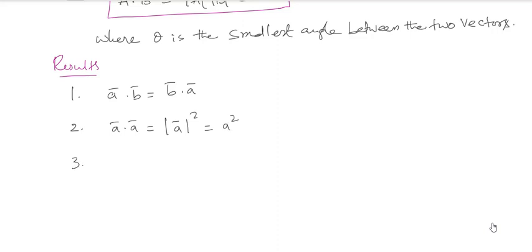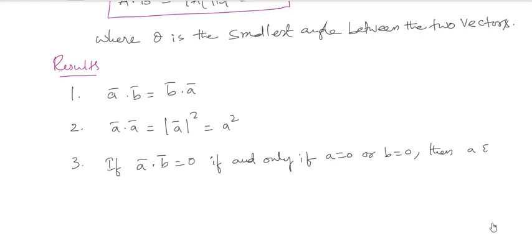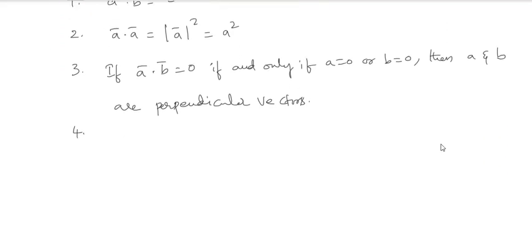Next, third one, a bar dot b bar is equivalent to 0 if and only if a equal to 0 or b is equal to 0, or a and b are perpendicular vectors. A and b are perpendicular vectors, right? I'm just giving the results, that's all, nothing more here, right?